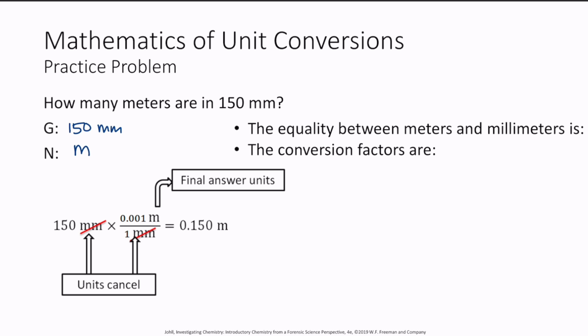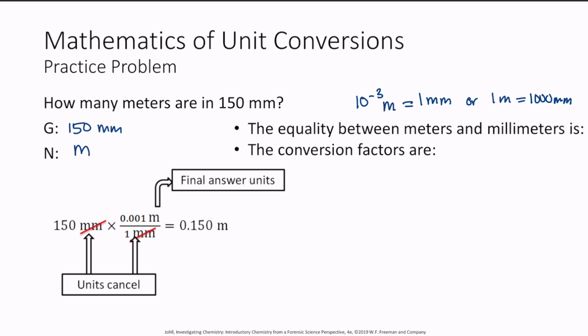Now I need to look for an equality between meters and millimeters. If we look at our metric prefixes, I have the relationship 10 to the negative 3 meters is equal to 1 millimeter. Now, mathematically, that is equivalent to 1 meter is equal to 1,000 millimeters. Do I care which one you use? Absolutely not. They're both correct. Choose the one that you remember.